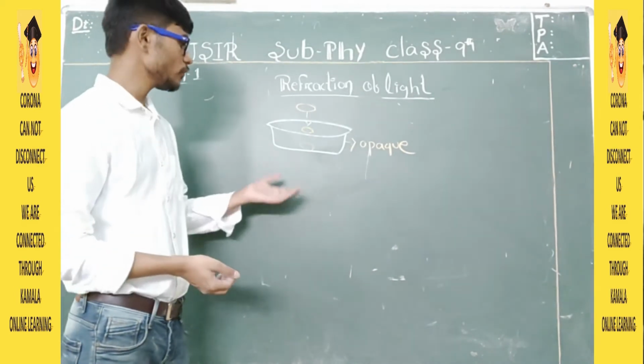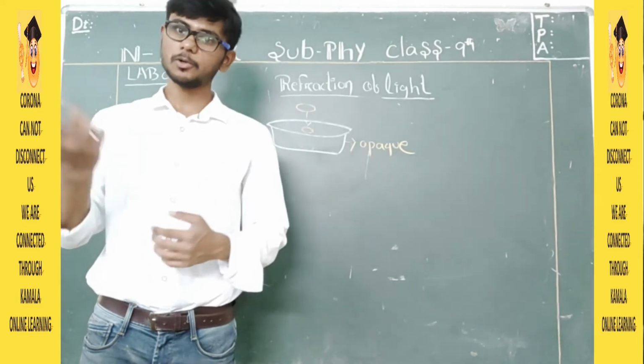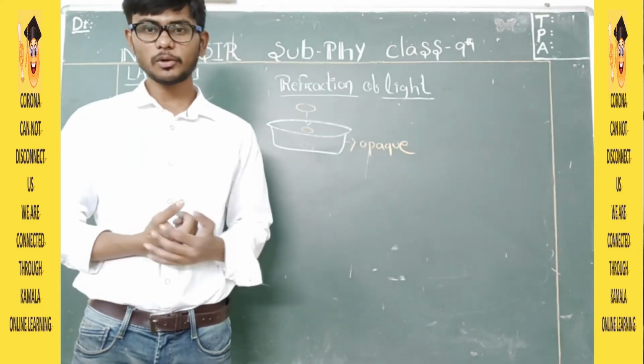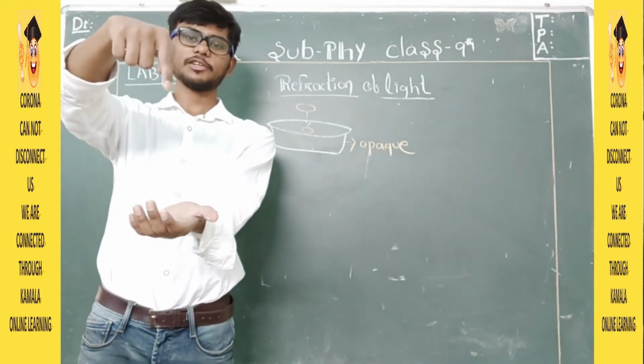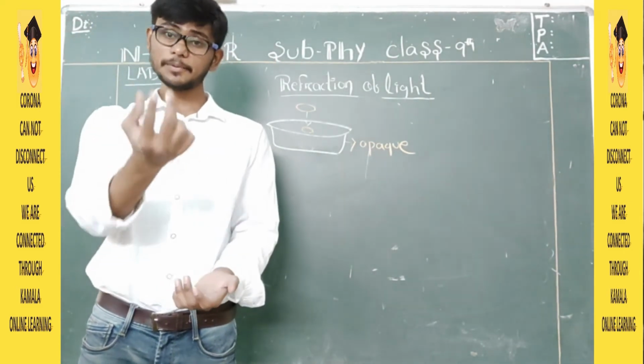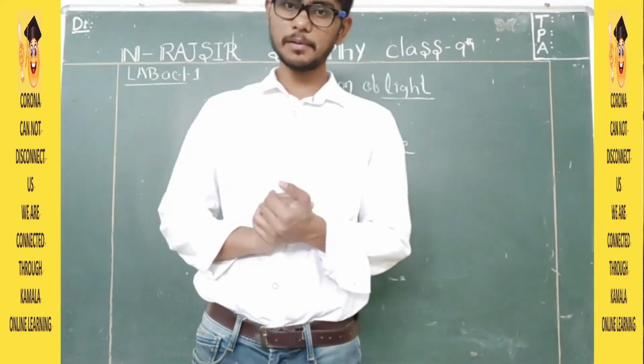Are you thinking the coin floats? No, the coin will never float. We know that its density is way higher than our water. But why is the coin appearing to be higher? When you try to touch it, you will not get the coin. The coin is a little bit deeper, but it is appearing to be there. Why? Here Fermat's principle will help us.